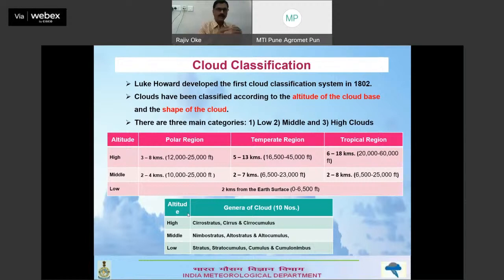The cloud height differs a little according to the region. We in India belong to the tropical region, so in the temperate and polar regions the height of the clouds is a little less. The formation of the cloud is lower as compared to the tropical region. For low clouds, it is commonly constant. They develop in the troposphere itself, from 0 to 2 kilometers only. The maximum low clouds are formed within the range of 2 kilometers, that is about 6,500 feet.